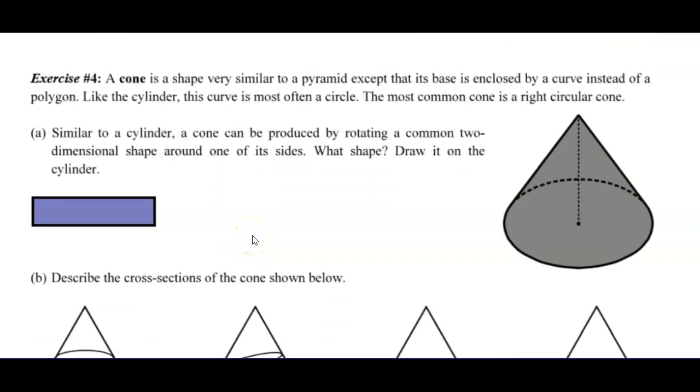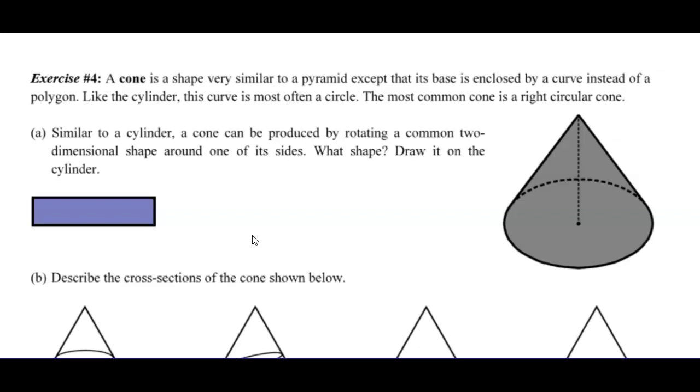All right, cone. Cone is a lot like a pyramid in that it comes to a point, but it's also like a cylinder in that it starts off as a circle and has a smooth surface. So there's a couple of different properties that converge to make a cone.